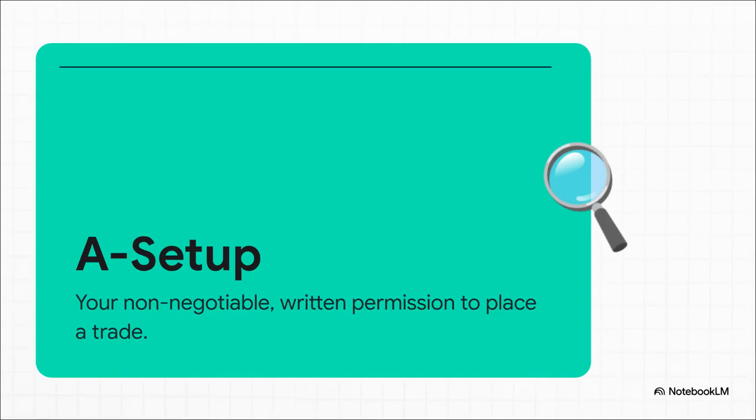Now, what's really interesting here is the way this is framed. An A-setup isn't just a good pattern. Think of it as your official written permission slip to risk your capital. If you don't have this permission slip filled out, you are not allowed to place a trade. It's as simple as that.